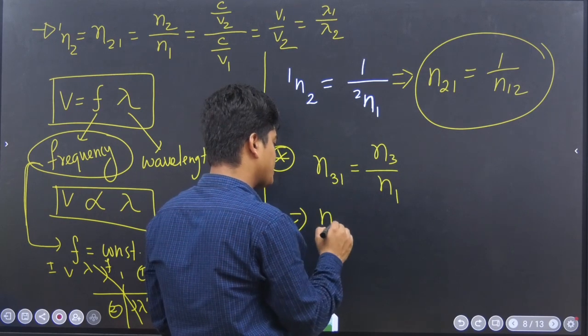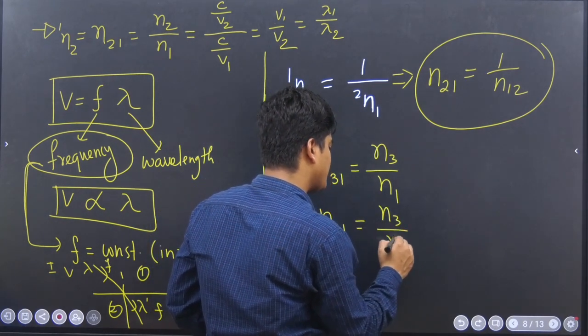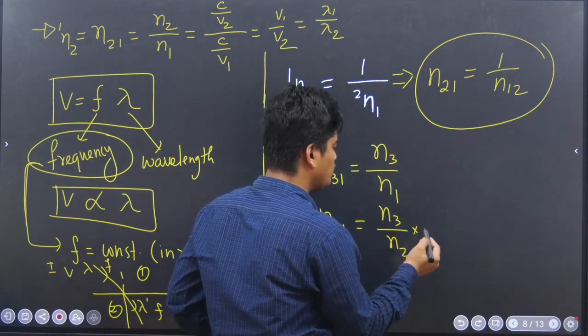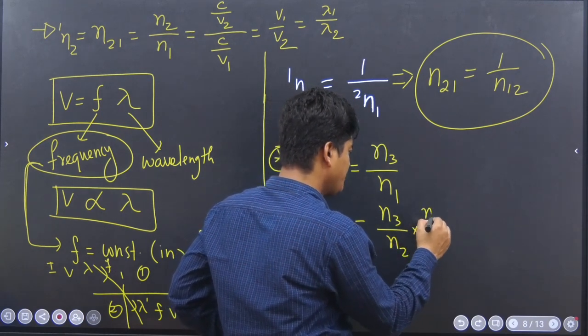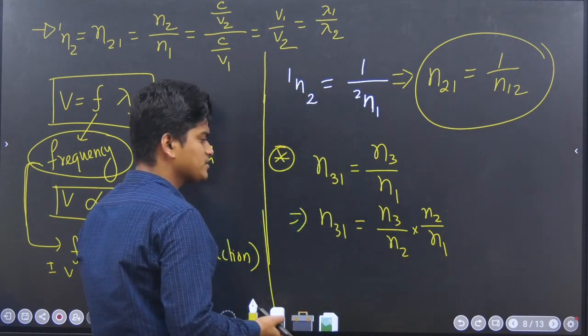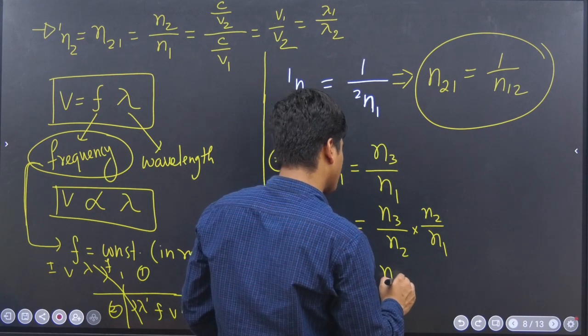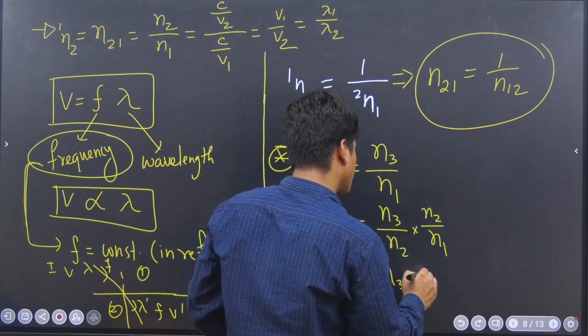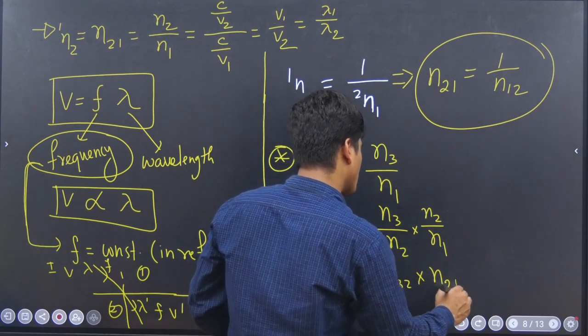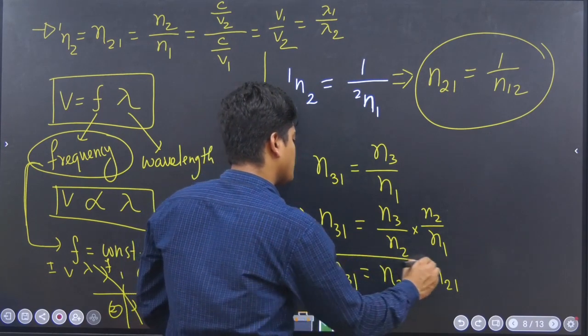Now a little modification I can do here. You can write refractive index of 3 by refractive index of 2 into refractive index of 2 by refractive index of 1. So you can do it like this. Now this is nothing but refractive index of 3 2 into refractive index of 2 1. So in this way you can write the refractive index of different mediums.